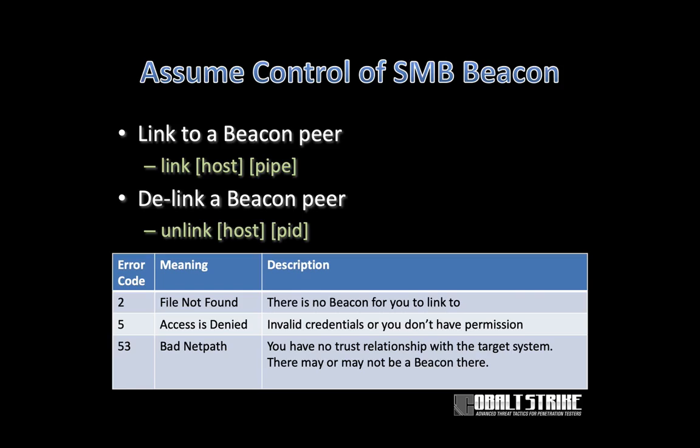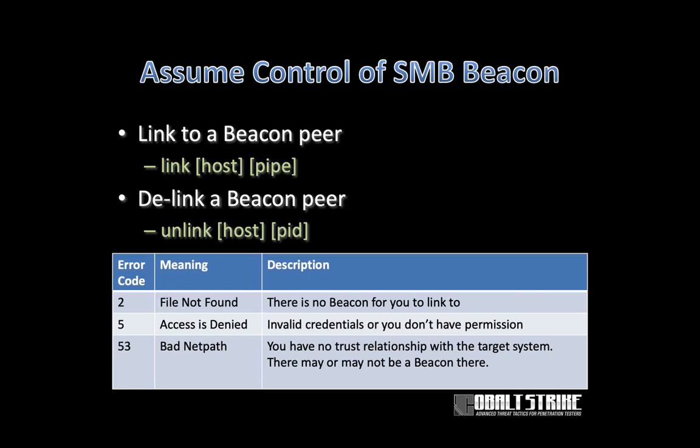When you link to a beacon peer, there are a few things that can go wrong, and you may get back a message with a number saying, hey, I couldn't link to that beacon. Those numbers are error messages returned by Windows, so you can look those up if you want to, but here are a few common ones. Error code 2 is file not found.